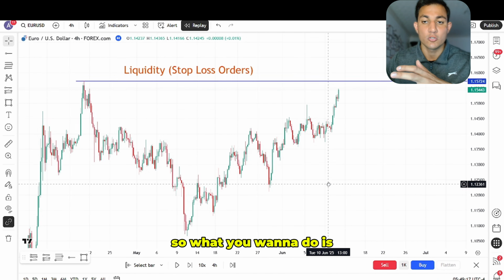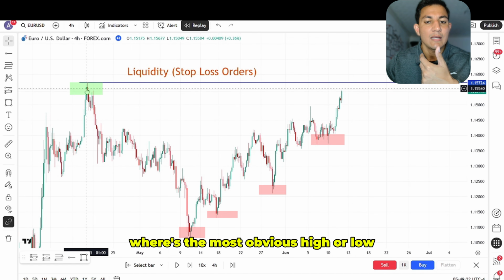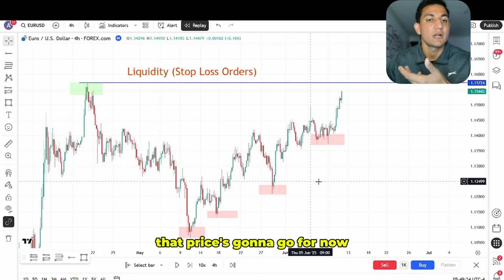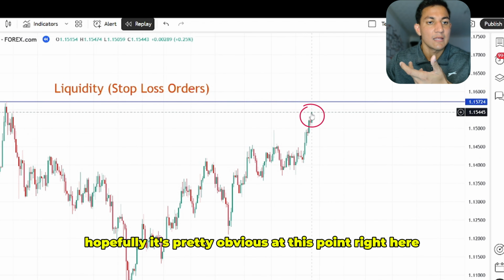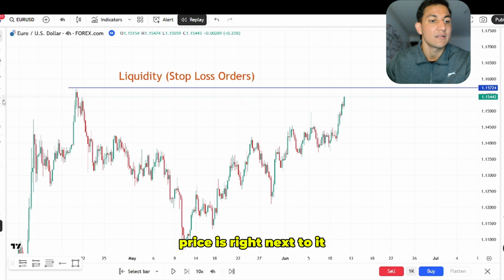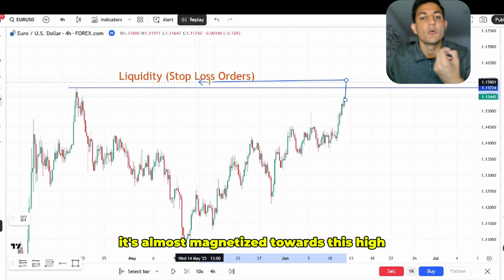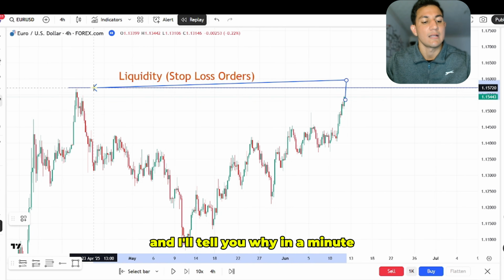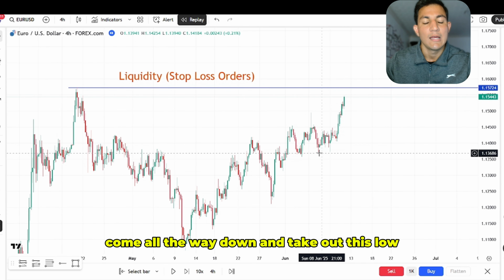So what you want to do when you're on the 4-hour chart is ask yourself, where's the most obvious high or low that price is going to go for? Now, hopefully it's pretty obvious at this point right here. This is the next most major high that price is going to go for, right? Price is right next to it. It's almost magnetized towards this high. I'll tell you why in a minute. And it's very unlikely that price is going to come all the way down and take out this low.